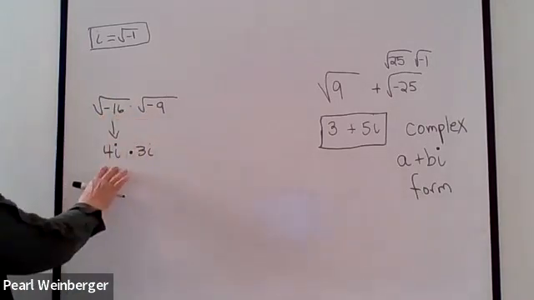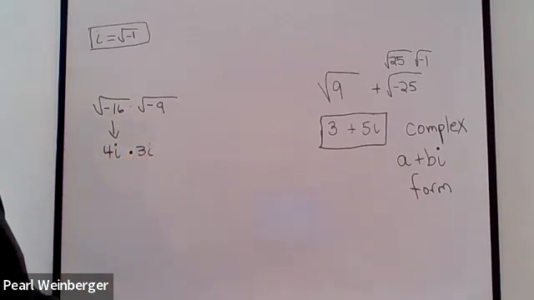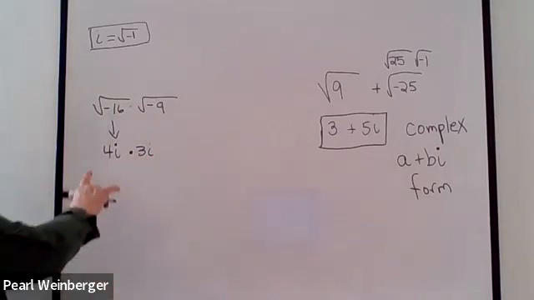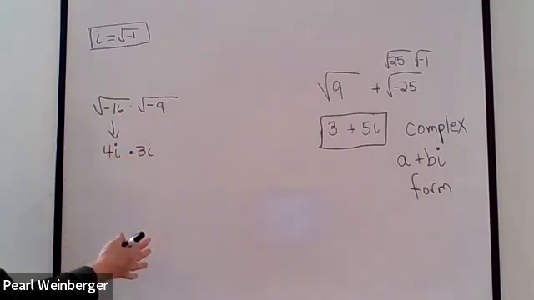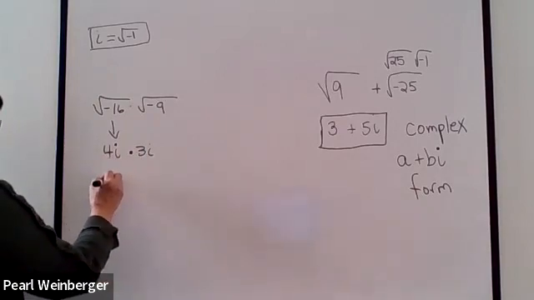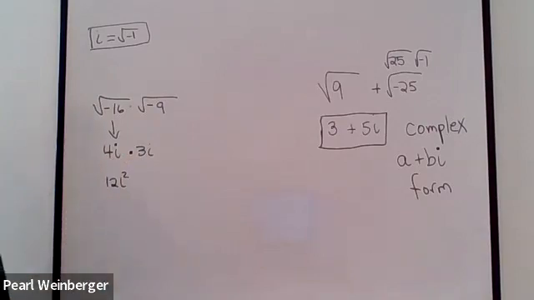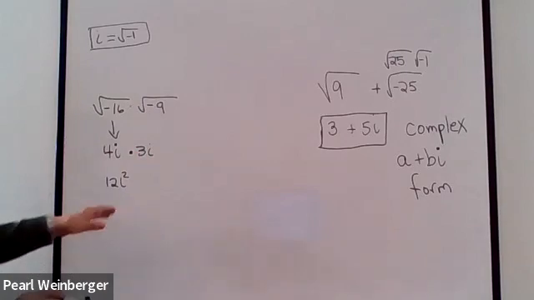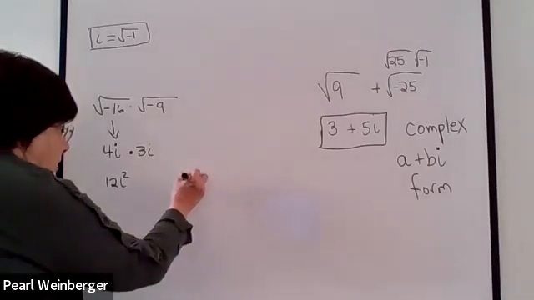Well, now, these are just regular imaginary numbers, so I can multiply them. So I'm going to do 4i times 3i, and this is regular algebra. 4 times 3 is 12. i times i is i squared, just like we would expect. The only thing is, what does i squared mean? So let's go back to that.